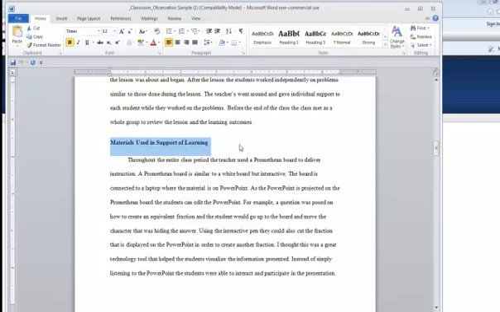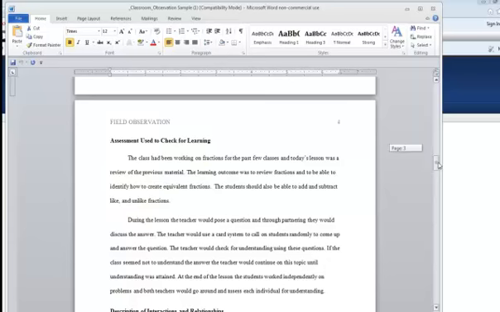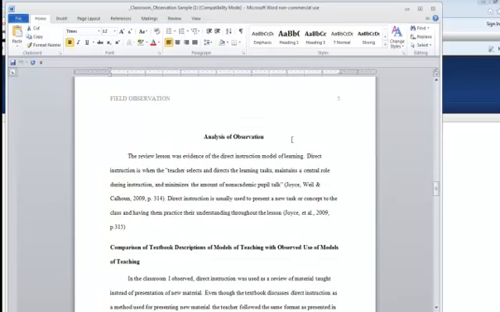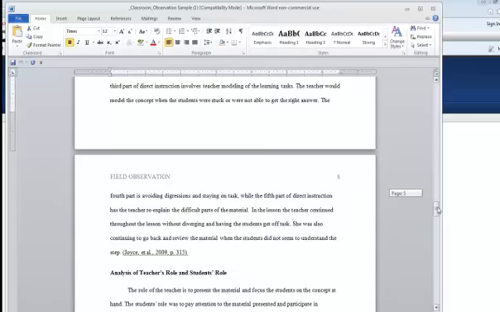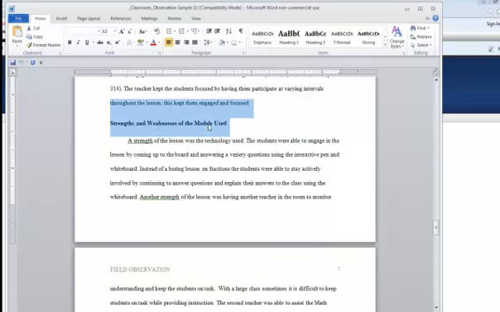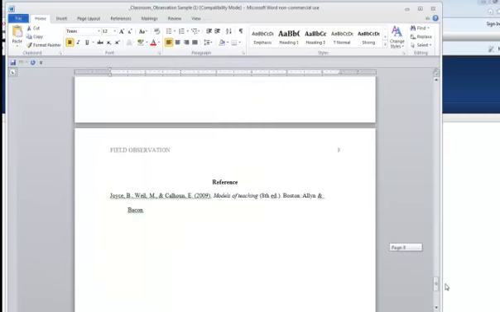Yours can have other content, of course, based on what you're observing. Materials used in the observation in the classroom, construction, the assessment used to check for learning, description of their interrelationships, analysis of your observation, comparing the textbook descriptions of the models with the observed models that you see in the class or the situation, and analysis of the teacher's role and the student's role, strengths and weaknesses of the models that you saw used, and that's not the families, that's the individual, specific models, relationship of the models to learning objectives, and then a summary, and then your reference page.